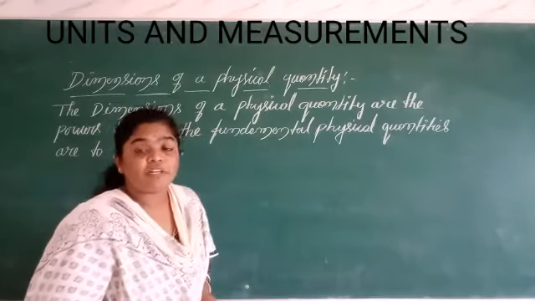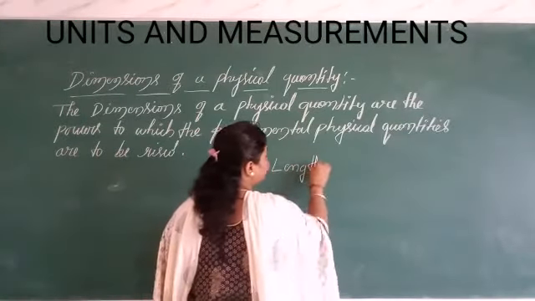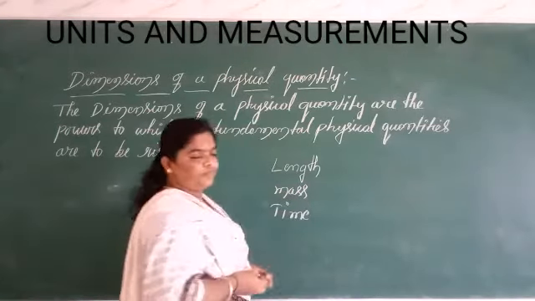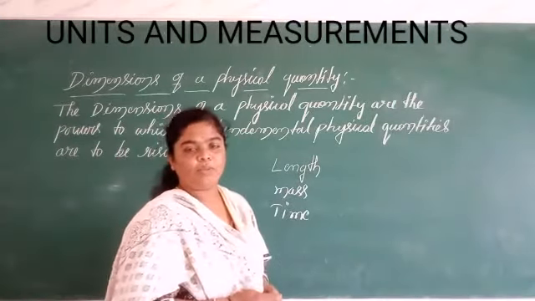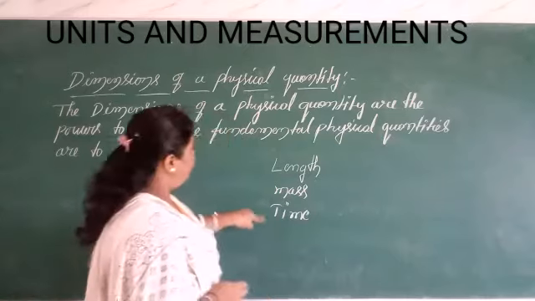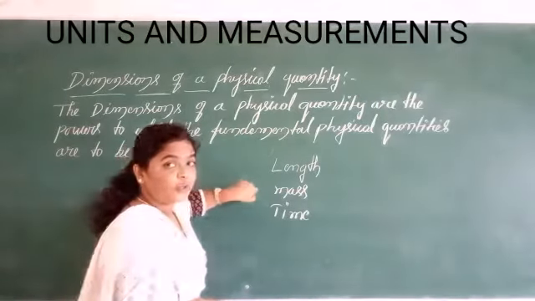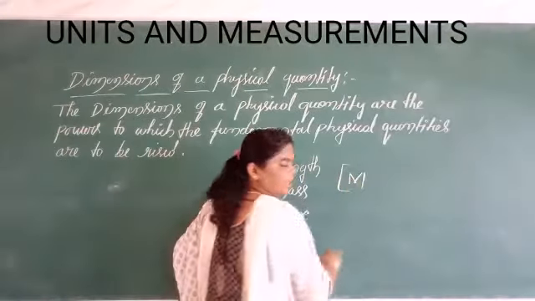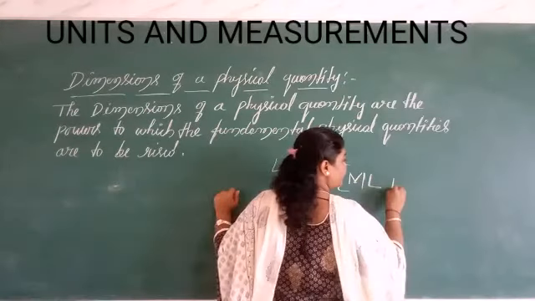Suppose the fundamental physical quantities are length, mass, time. In the SI system, we know that there are 7 fundamental physical quantities, basically 3: length, mass, and time. Physical quantities are the powers to which the fundamental physical quantities are to be raised. Mass has a dimension of M, length has a dimension of L, time has a dimension of T.